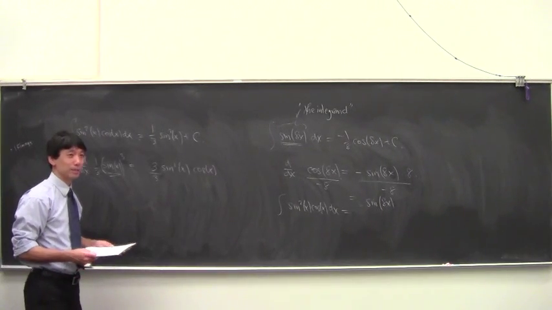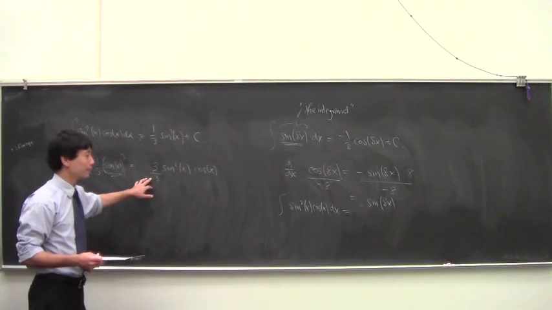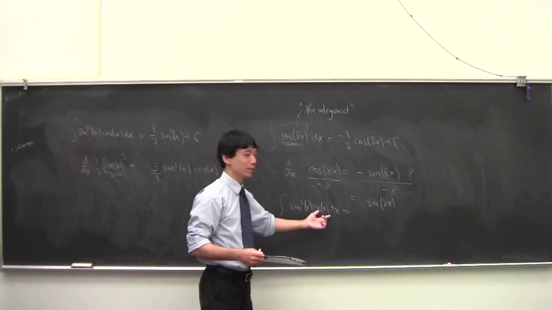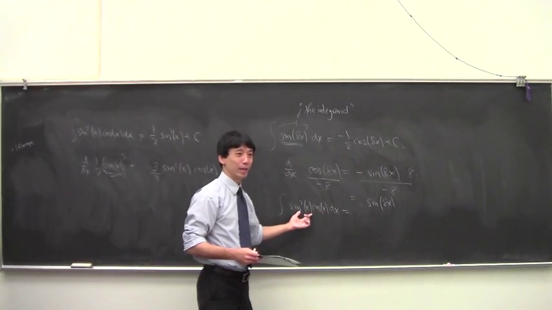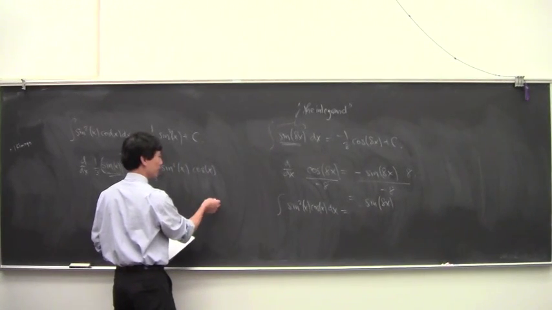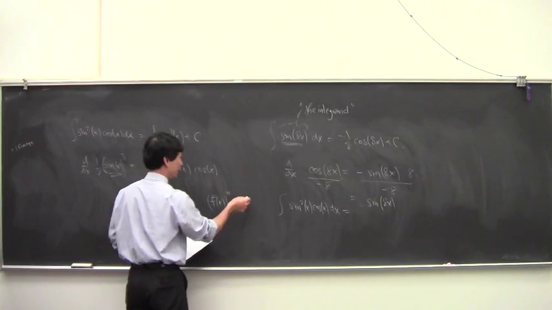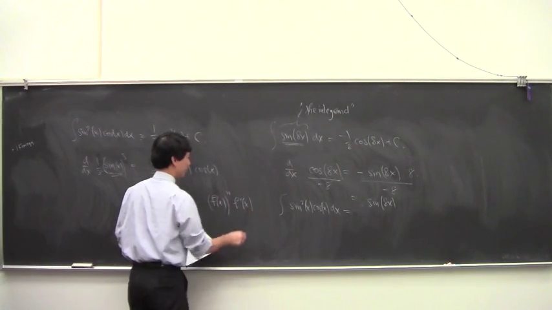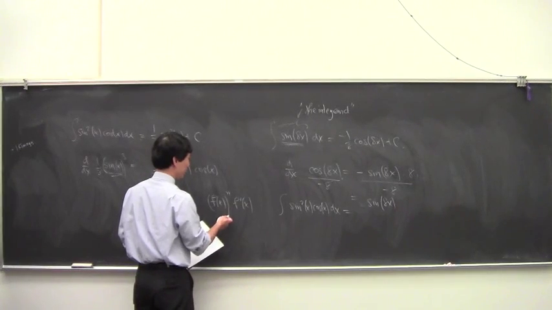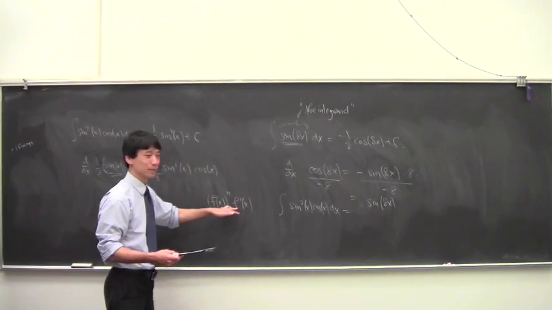What happens is that you see something to a power, and you also see its derivative, right? That basically clues you in that this is going to involve a chain rule.